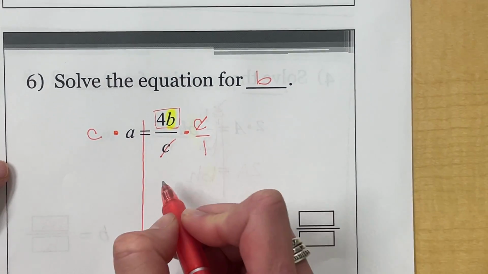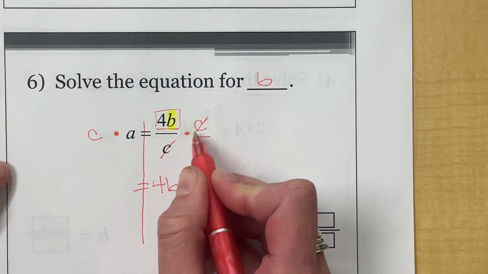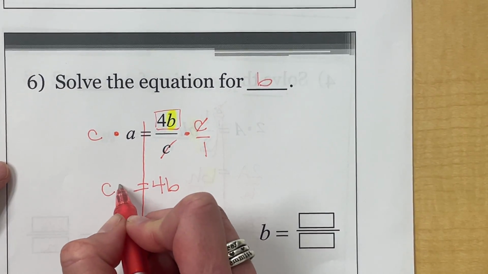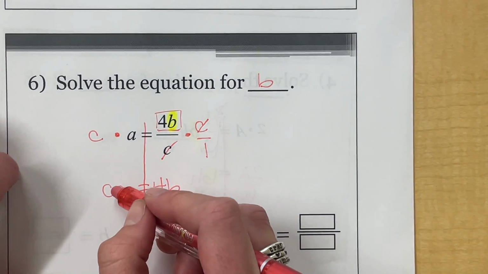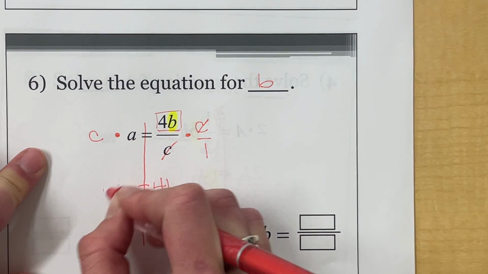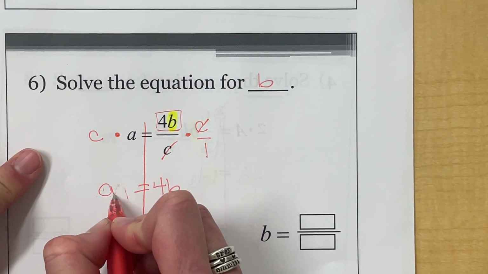So that leaves me with, on the right side, 4b because those c's canceled. And on the left side here, I have c times a, which is just ca. Now, rules in math, you want to have your variables go in ABC order. So I'm just going to change that to be AC.